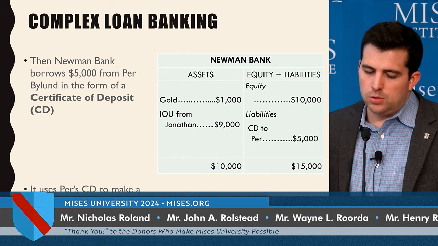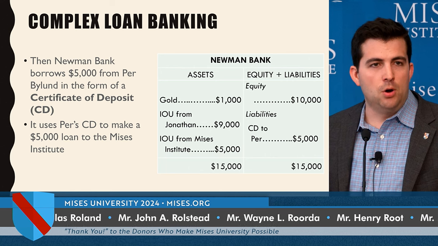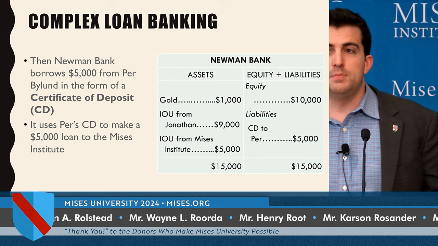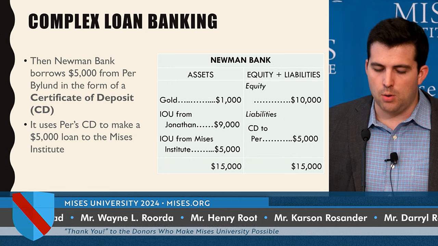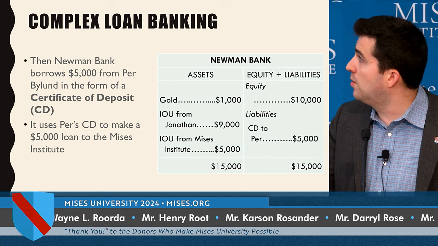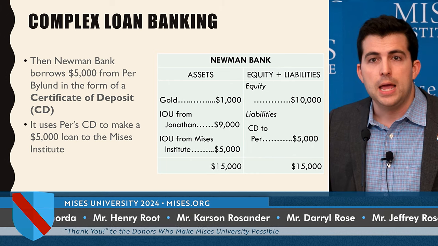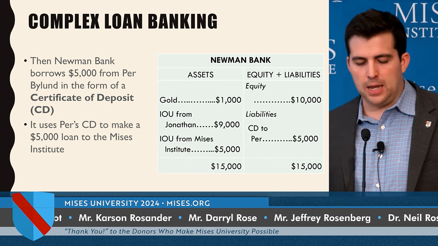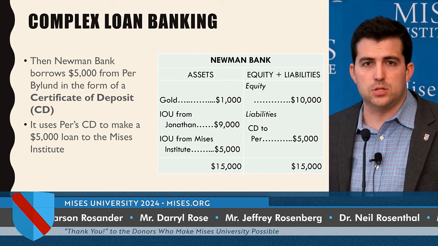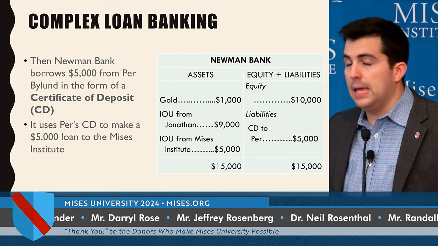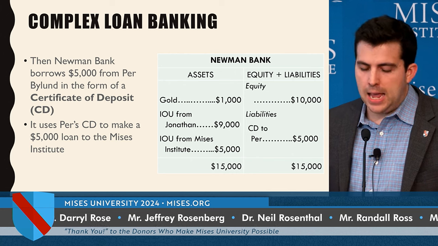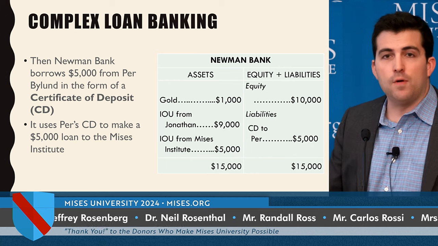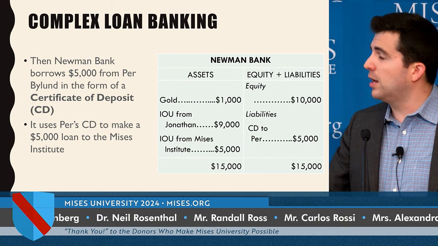So I am going to then make a $5,000 loan to the Mises Institute, and I will then have an IOU from the Mises Institute. Okay, so notice what's going on. I have two IOUs, one from Jonathan, one from the Mises Institute, and then I owe money to Per. And if everything goes right, the money that comes in from Jonathan and from the Mises Institute, I will be able to pay what I owe Per, right? And I'm going to be paying Per a lower interest rate than what I earn from the loan at the Mises Institute.